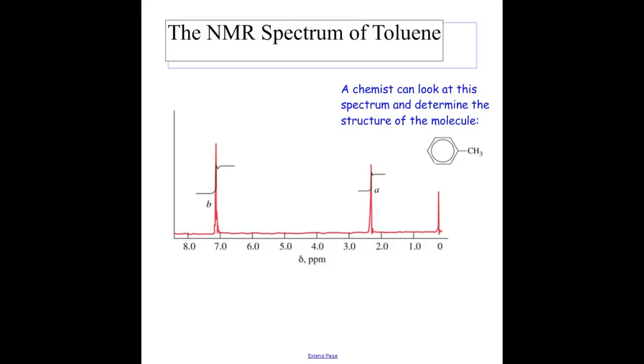So a chemist can look at this picture and see that at just above 7, there's a peak that corresponds to the hydrogens that are on the benzene ring. And just above 2, there are the 3 hydrogens that correspond to the methyl group. And you'll always see something right at the 0, because that's what we put in as our standard.